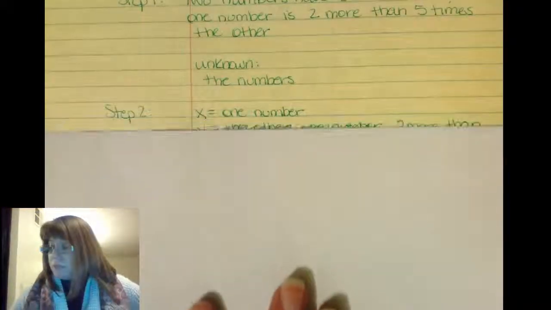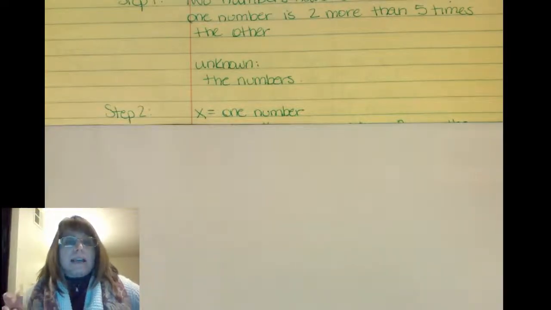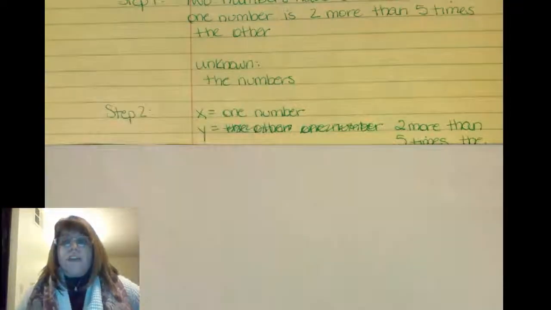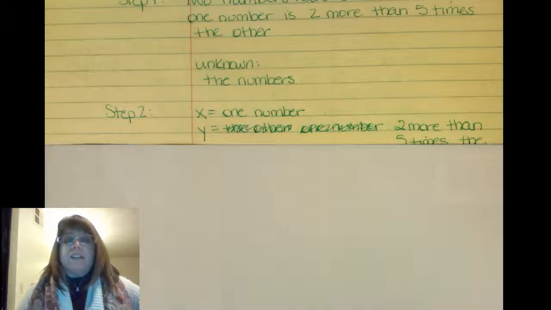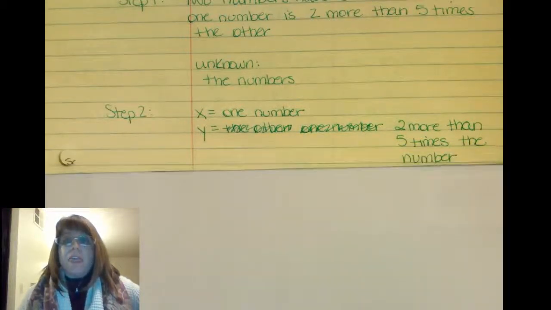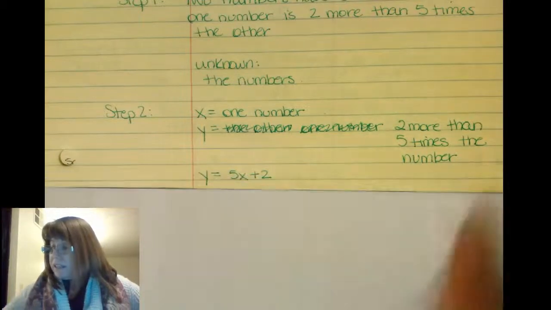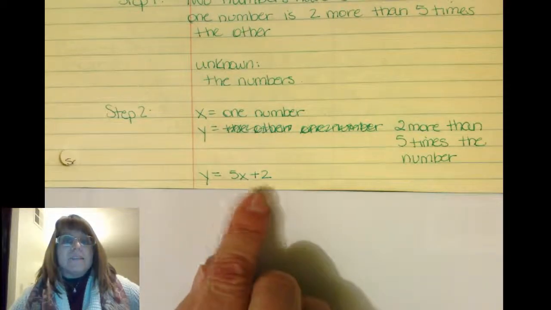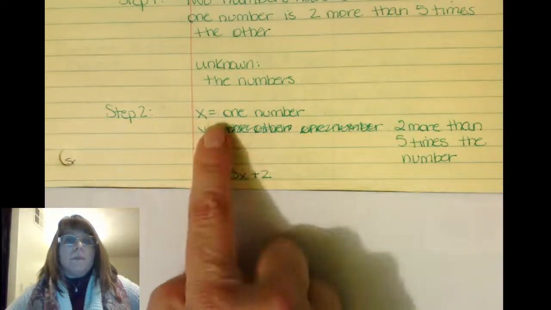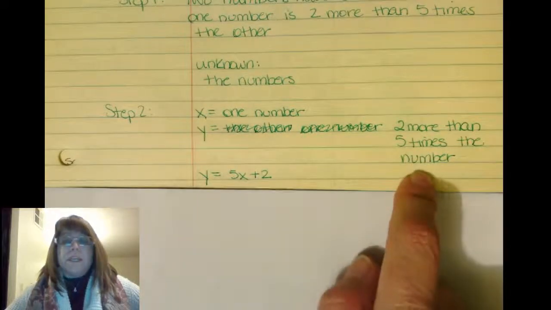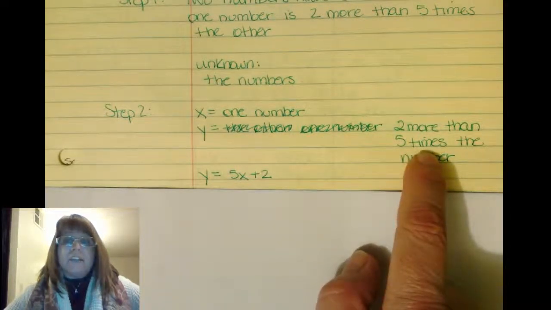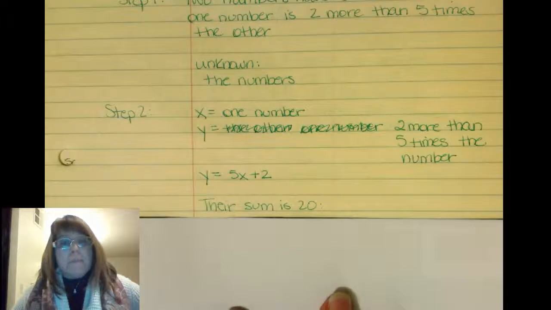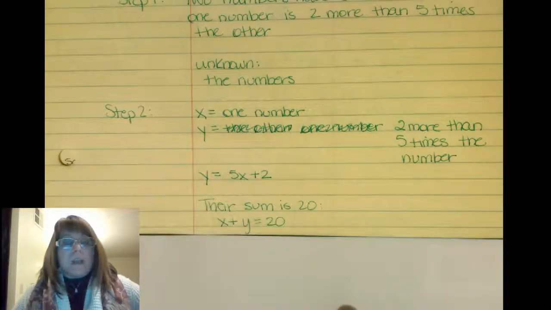Step 2. I'm going to select x for one number. And therefore I'm going to choose y for the other number, which is, by definition, 2 more than 5 times the number. And if it's 2 more than 5 times the number, then that makes y equal 5x plus 2. One number is x. Wherever we see number, it's going to be an x. So 5 times, that's multiplication, x. 2 more is addition. Their sum is 20. Well, x plus y equals 20.